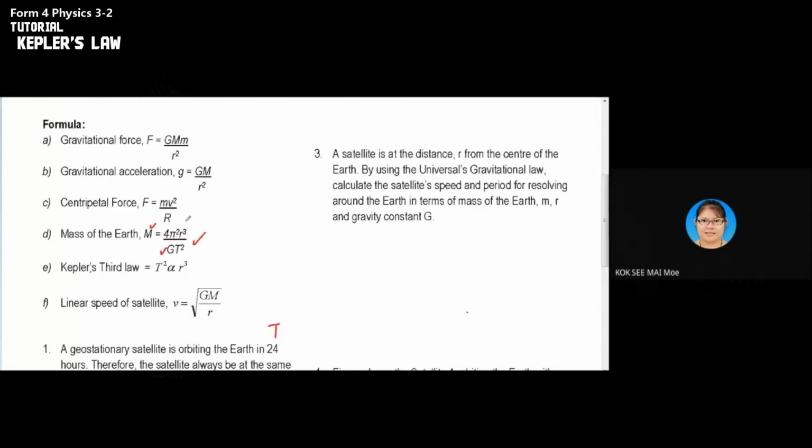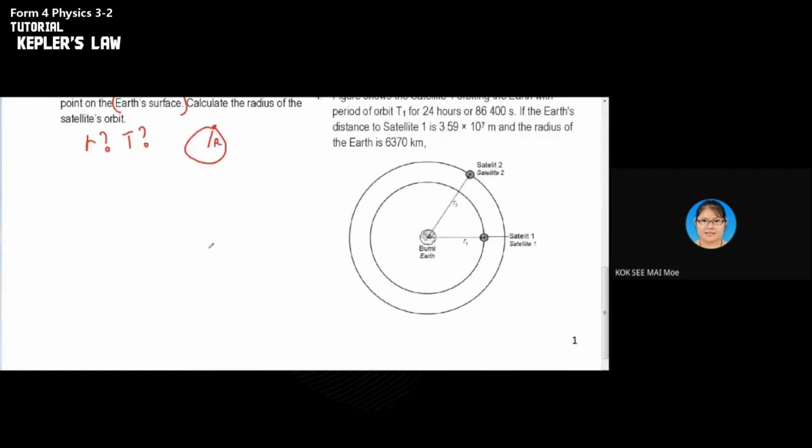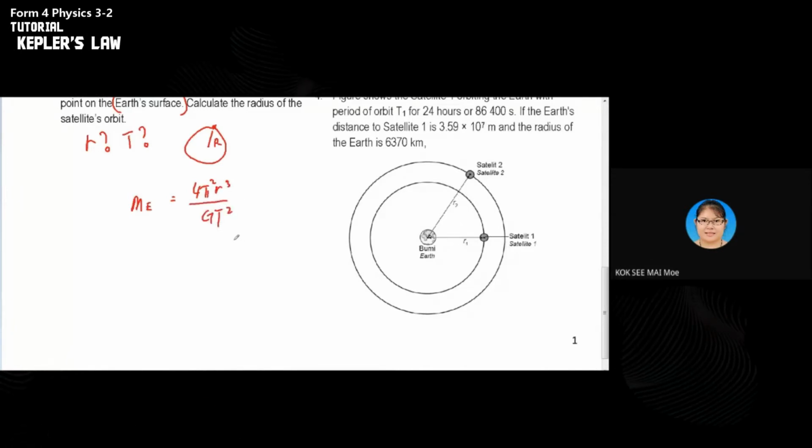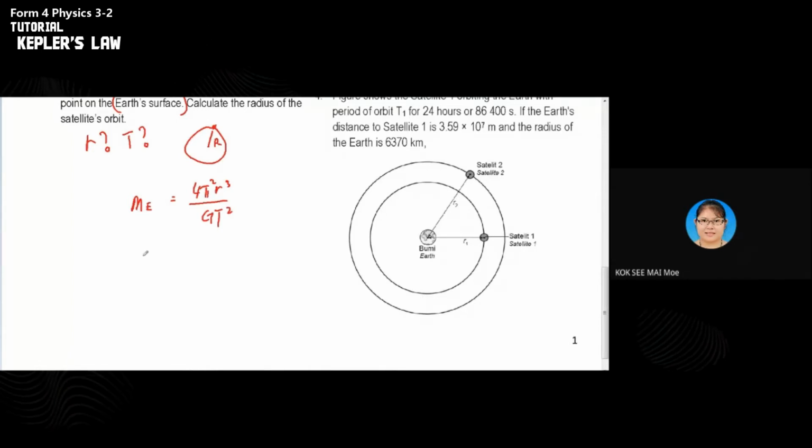Now the time taken, the period they provided, is 24 hours. You convert it to seconds. Then you need to find R, so we use this formula to find the radius. We just apply the formula: mass of the Earth equals 4 pi squared R cubed over G T squared. From here, we need to isolate R cubed.